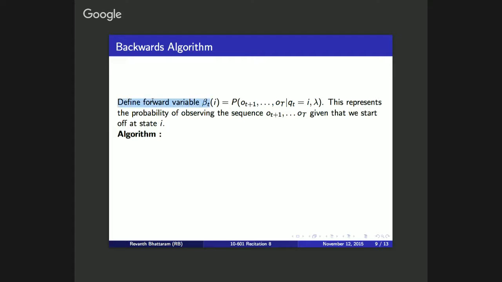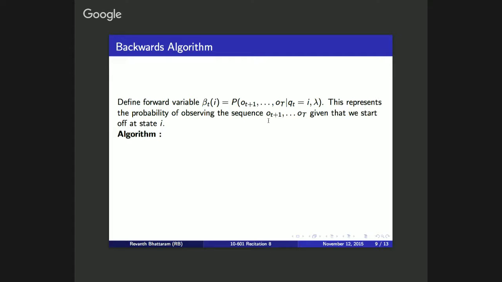This should be backwards variable. Sorry about that. So then there's the backwards algorithm where we look at things in reverse, where we define the backward variable beta t of I to be the probability that I observe, from this point on, everything correctly, given that I start in state I. So probability of OT plus 1, OT plus 2, and so on until OT, given that QT equals I and my lambda.